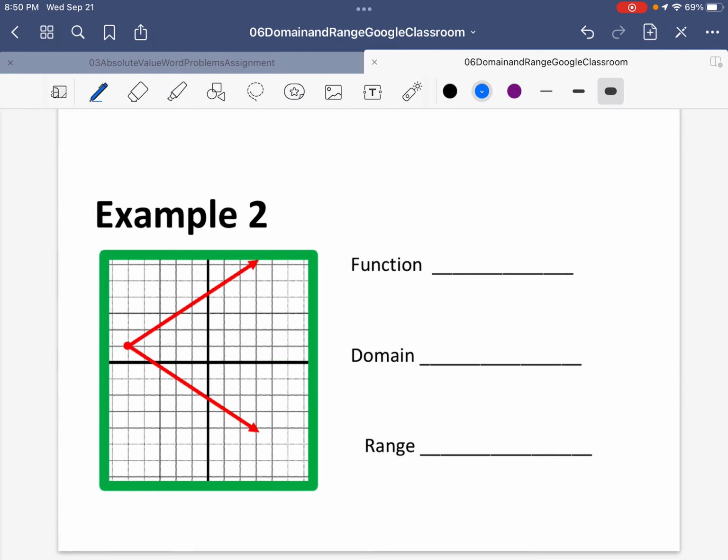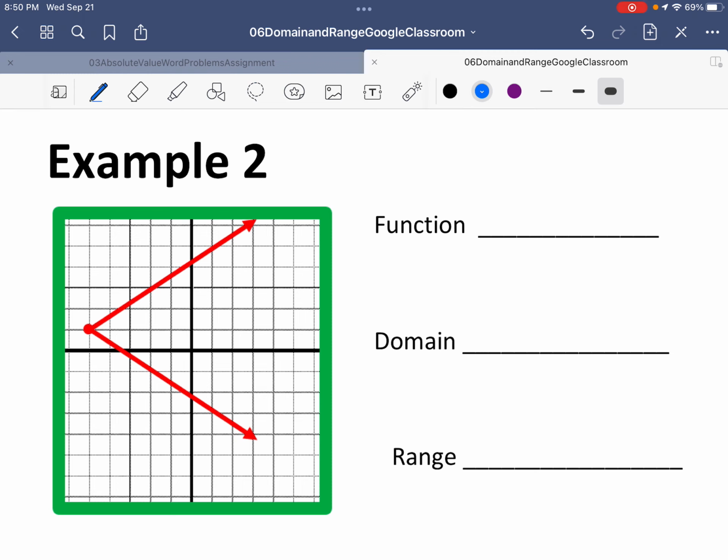Example 2. What we have here appears to be a V shape that's opening, sort of pointing to the right. That's fine. But let's first think about vertical lines. That vertical line touches at 2 points. As soon as one vertical line touches at 2 points, this thing is not a function.